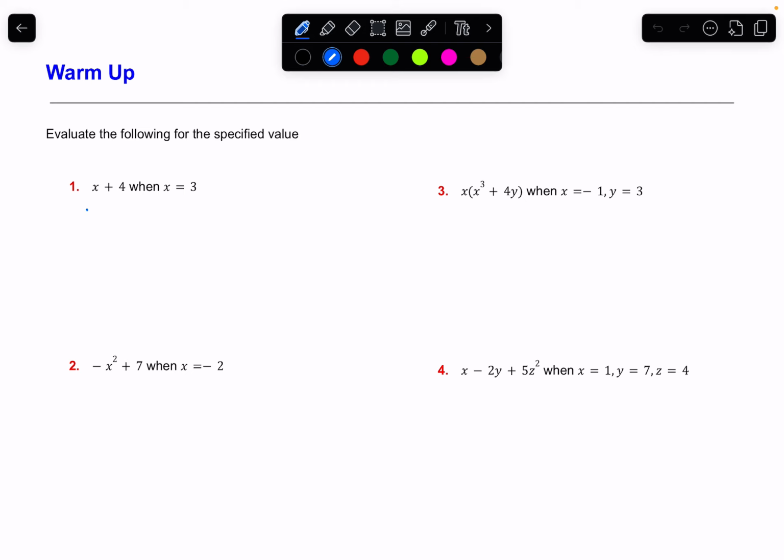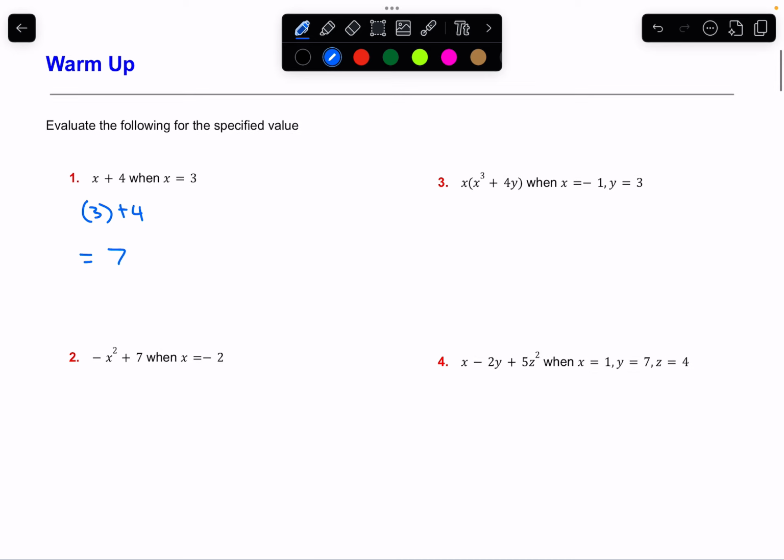What we're going to do is take the x, replace it with a 3, and add the 4 to it. This is going to give us 7. Notice I put the 3 in parentheses. It might seem unnecessary, but I promise at some point those parentheses are going to save you from making a mistake, so please do it every time.